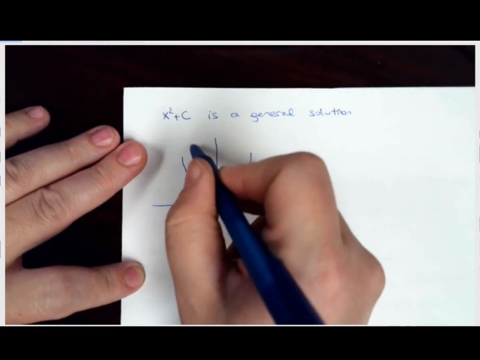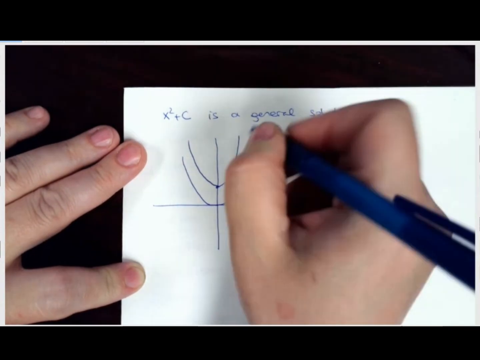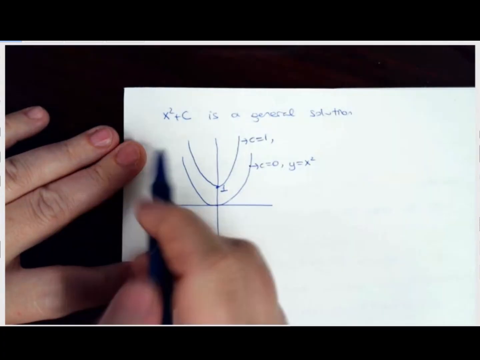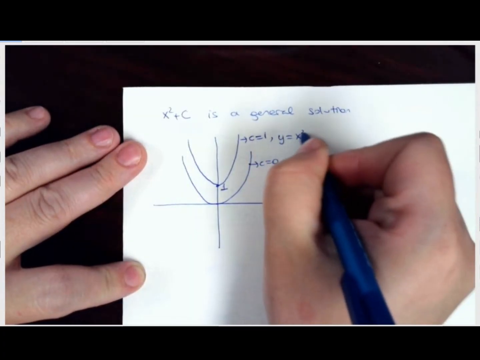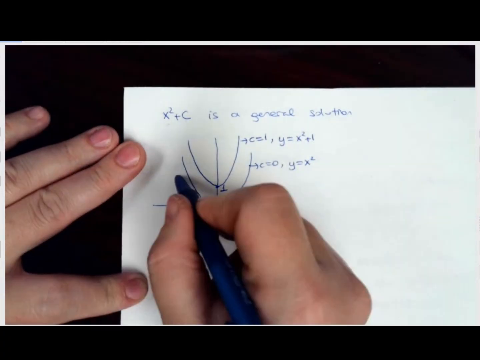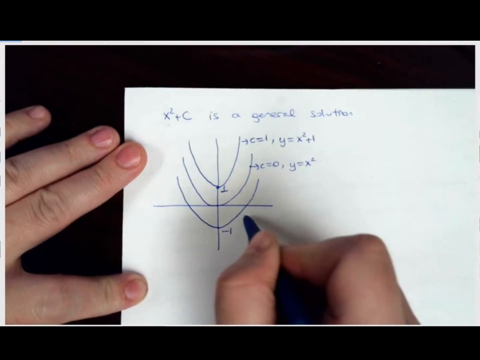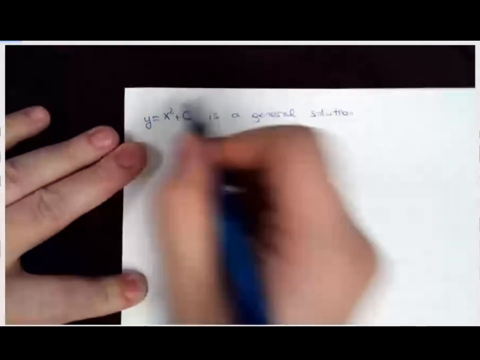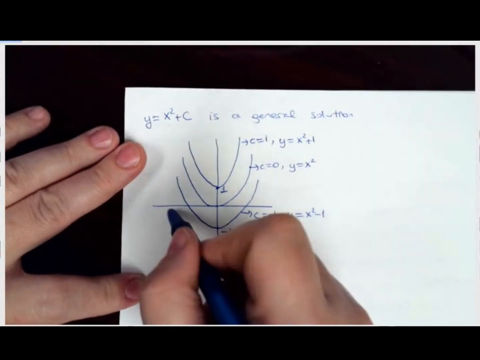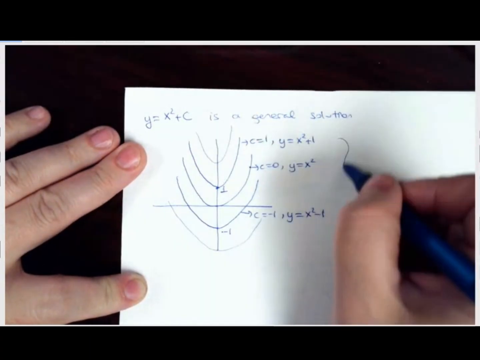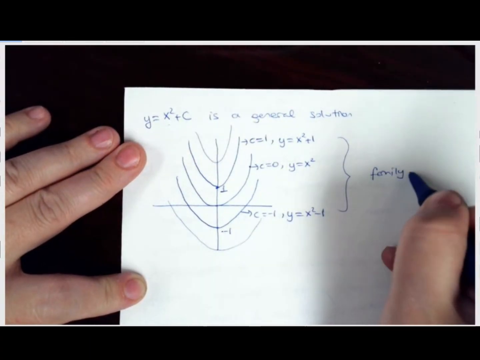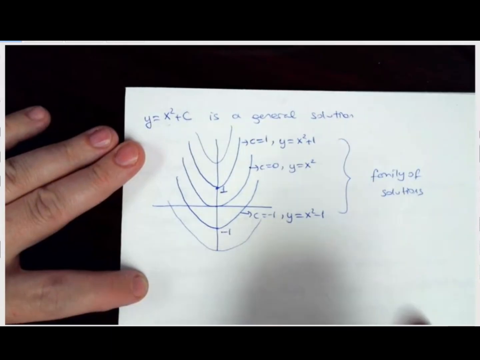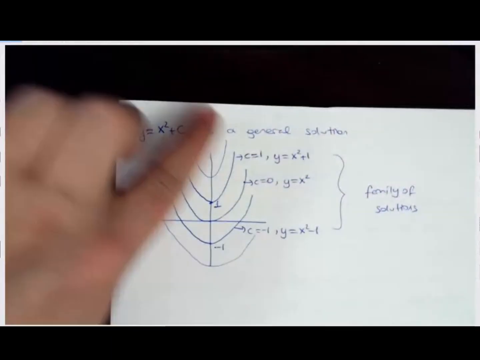So if you take C equals 1, let's say this is passing through 1, if you plug in 1 for C, you will find the function y equals x squared plus 1. If you plug in C equals negative 1, the function will be x squared minus 1. So you can have a family of solutions. These are a family of functions which are all solutions.